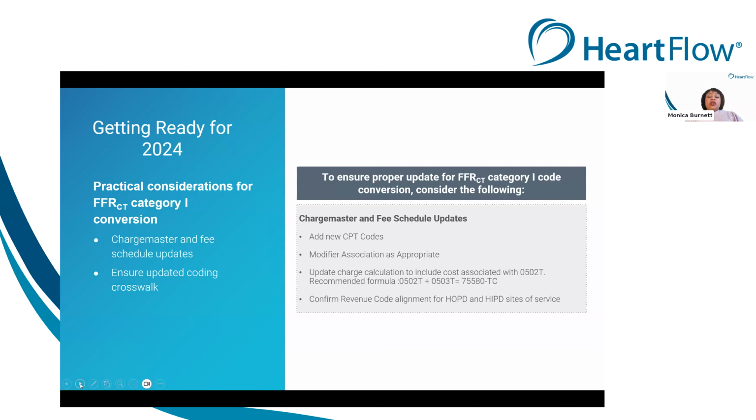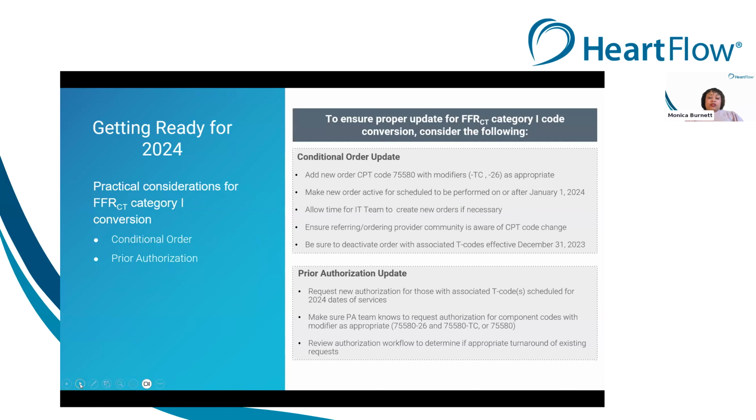And then finally, if you're in a facility setting, don't forget to align your revenue code for your hospital outpatient and hospital inpatient sites of service. Revenue code isn't a concept that applies to professional claims, but if you're doing any facility-type billing, you do want to make sure you've picked the appropriate revenue code or continue that legacy revenue code with the new CPT code. Advance slide.